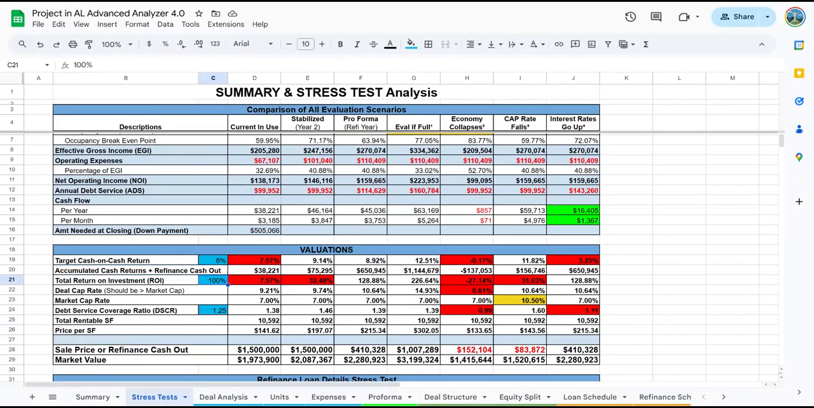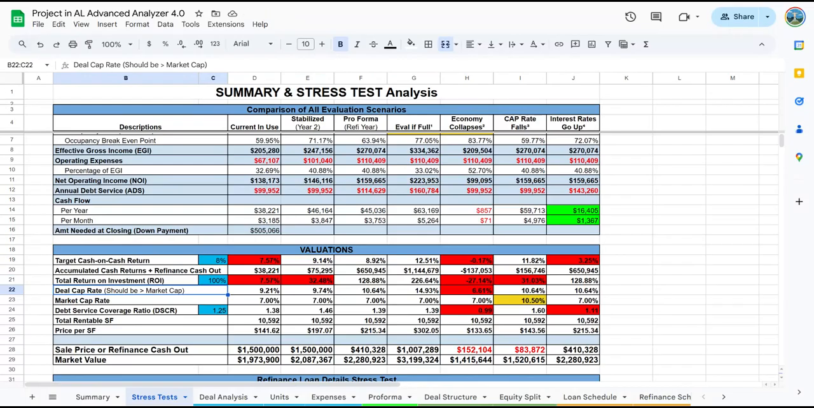And then the other next benchmark we look at is our total return on investment. So I usually look for 100%, but sometimes you may want to look for more, like maybe 150%. And you'll see if it doesn't meet that benchmark, the cell itself will turn red to notify you that it's not meeting that benchmark.